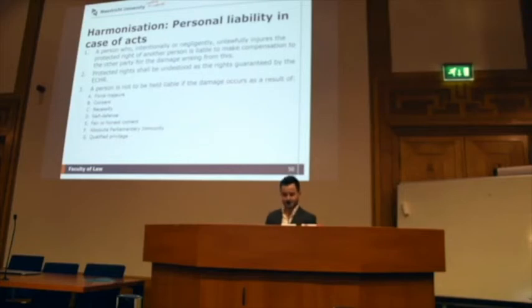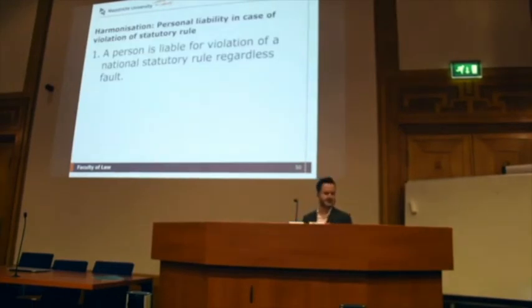2. Protected rights shall be understood as the rights guaranteed by the ECHR. 3. A person is not to be held liable if the damage occurs as a result of A. Force majeure, B. Consent, C. Necessity, D. Self-defense, E. Fair or honest comment, F. Absolute parliamentary immunity, or G. Qualified privilege. Another article states that the person is liable for a violation of a national statutory rule regardless of fault.